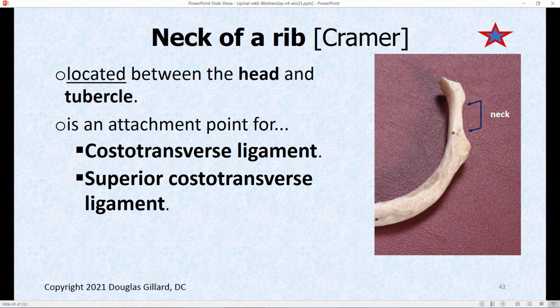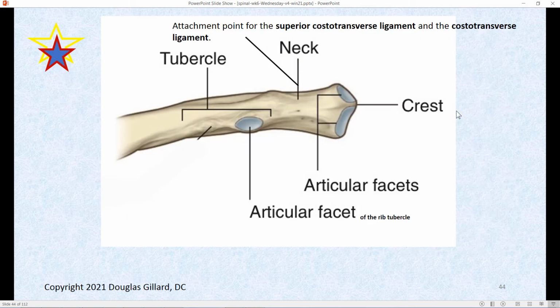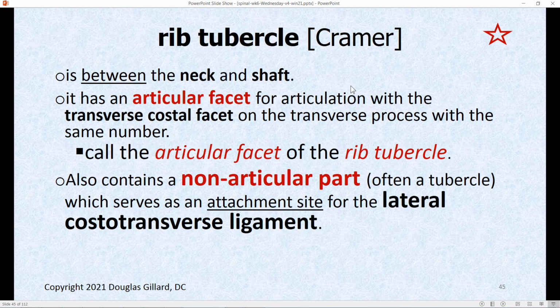The neck of the rib is right here. We'll look at some ligaments. Costotransverse ligament arises from that, and the superior costotransverse ligament. That's about its claim to fame right there. And yep, there's the region. So the neck of the rib is between the tubercle of the rib and the head of the rib. The tubercle is between the neck and the shaft of the rib. This has one articular facet, and that's what hooks up with the transverse costal facet on the transverse process.